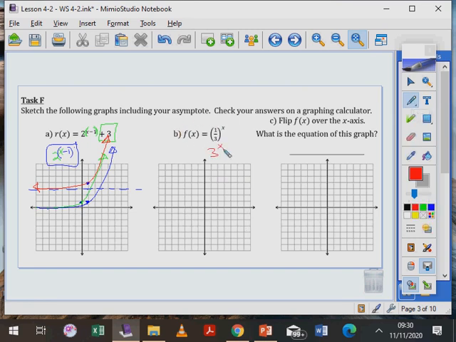If it was just 3 to the power x, it would have looked like this, with an intercept of 1 and then going up that way. But since it is technically 3 to the negative x, it's going to be reflected over the y-axis, so it's going to look like this. And you will verify this using your graphing calculator. So flip this f of x over the x-axis. I'm flipping this blue graph over the x-axis. When I flip it, it's going to look like that.